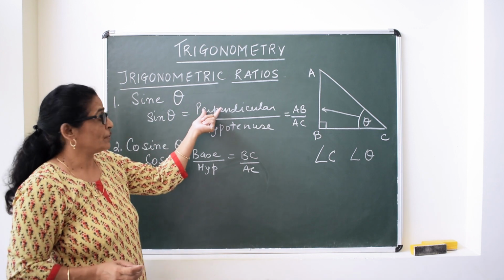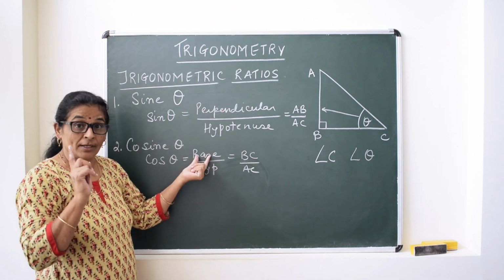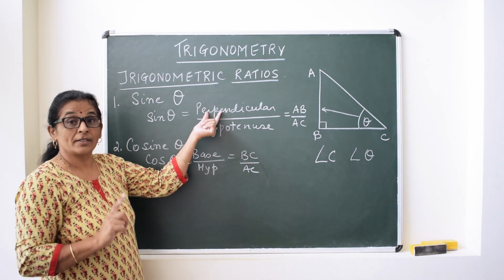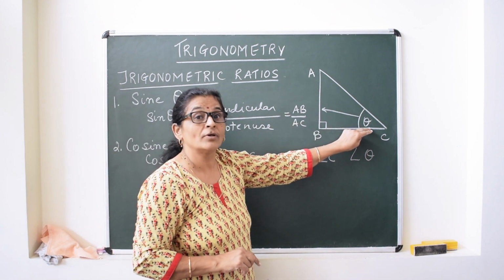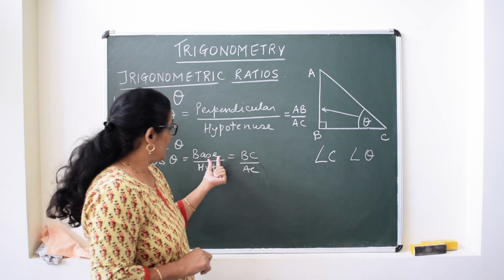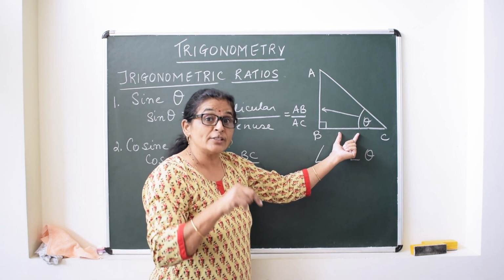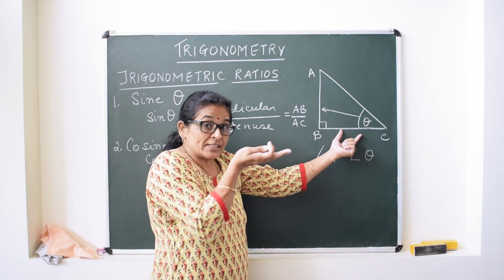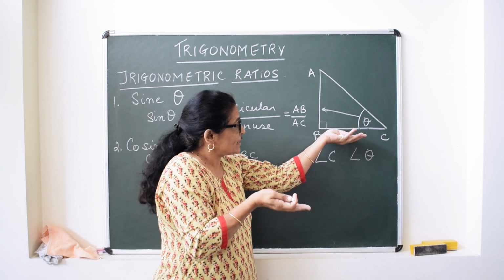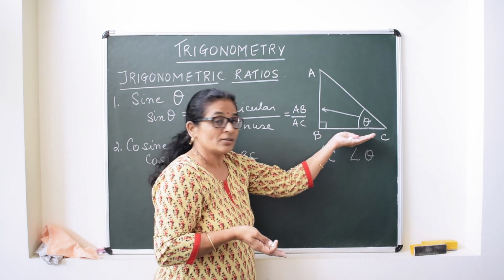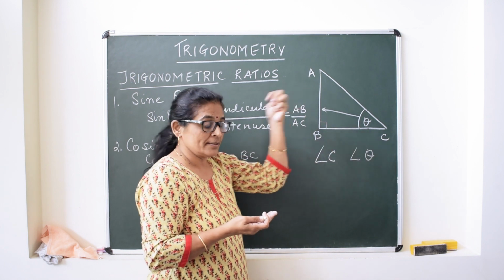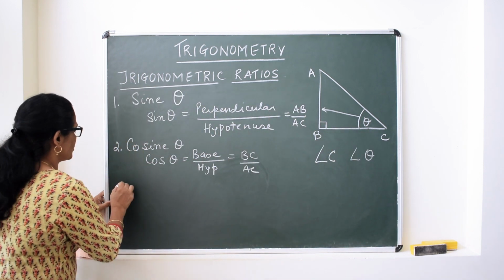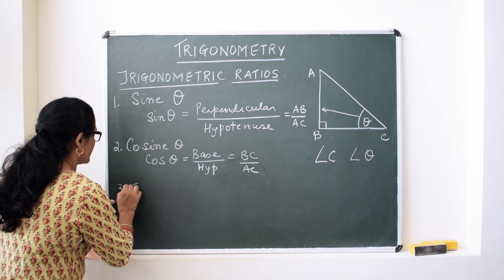When we are writing this perpendicular or base, you have to remember the perpendicular is the side opposite to that particular angle we are talking about, and the base is the side adjacent to it. Adjacent means the one which is connected to that angle. So this side BC is connected to this, adjacent to it. So this will become the base for this angle C. The third ratio is tangent.